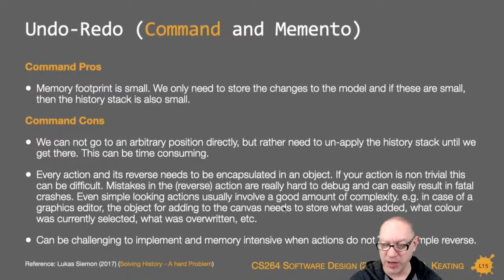So mistakes sometimes in the reverse action are really, really hard to debug too, and they can result in fatal crashes. Simple looking actions usually involve a good amount of complexity. So in the case of a graphics editor, the object for adding to the canvas needs to store what was added, the color that was selected, what was overwritten, all that stuff. So you have to maintain a little bit of state as well as you work there.